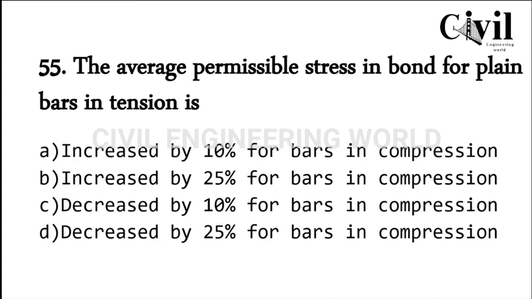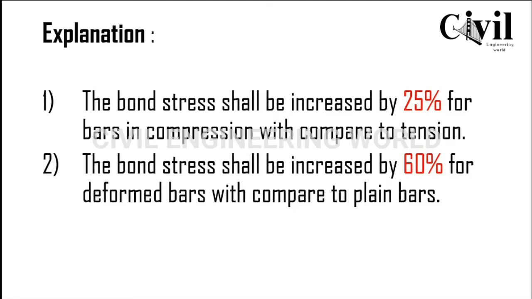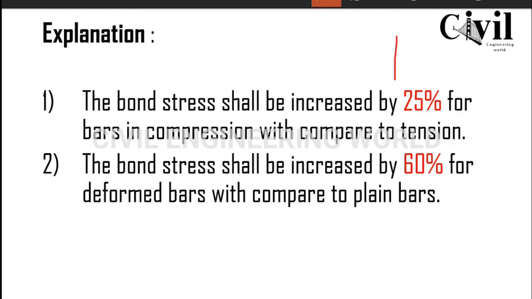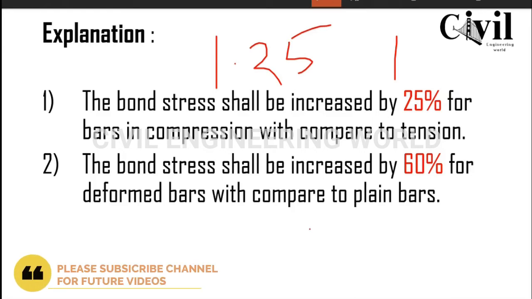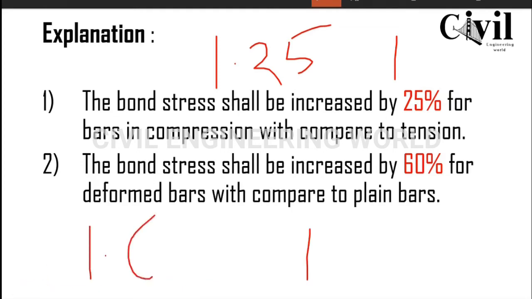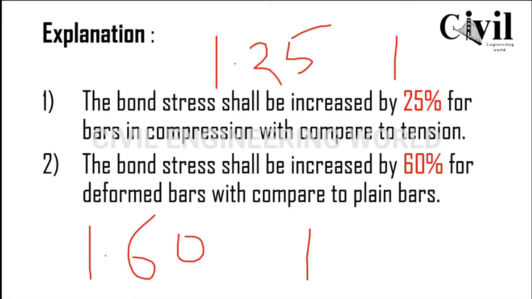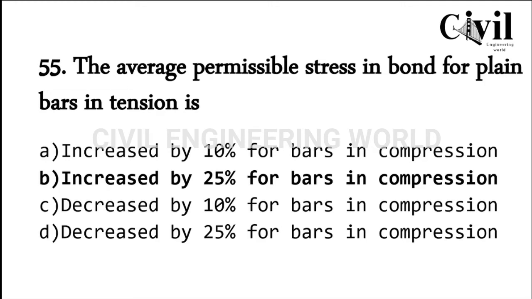The average permissible stress in bond for plain bar in tension is the permissible stress, which is decreased by 10% for bars. So we have this formula. The bond stresses shall be increased by 25% for bars in compression, and it is increased by 60% for deformed bars. Here we are given this formula. If we have the stress of 1 kilonewton, then it is increased by 1.25, and for deformed bars it is increased by 1.60 kilonewton. It means that for deformed bars, if there is 1 kilonewton stress, then we will increase it by 1.60. So B is the correct answer, which is increased by 25%.